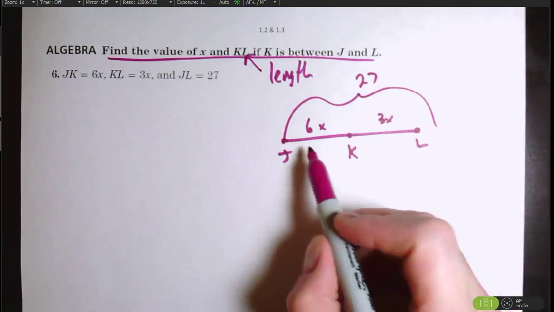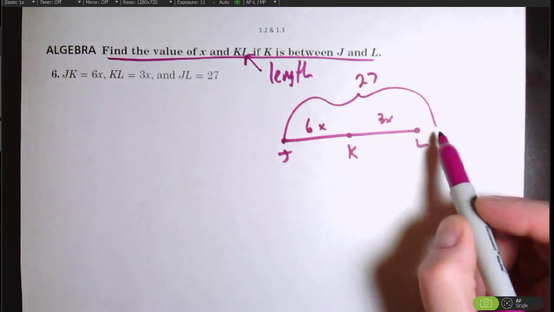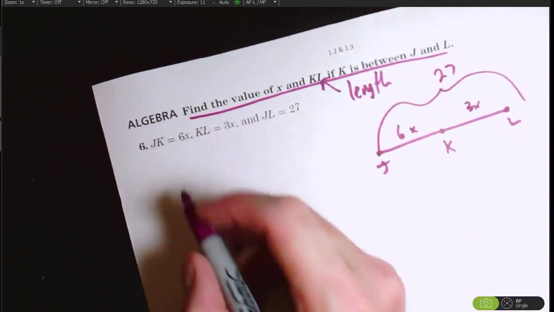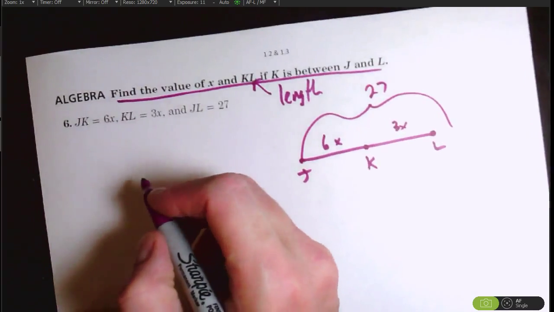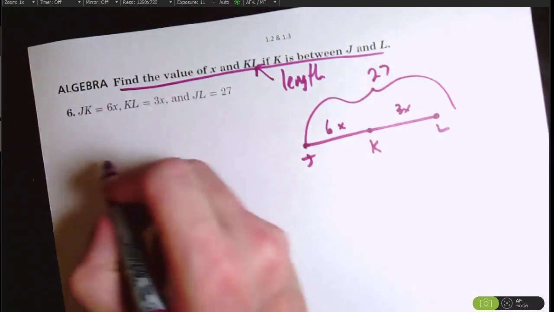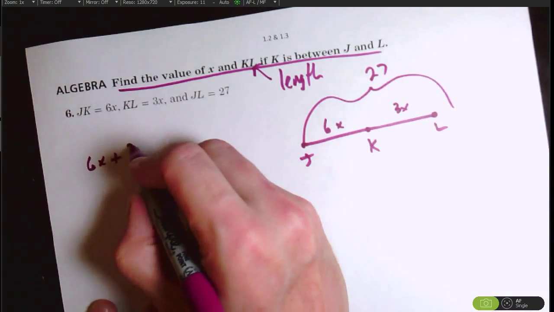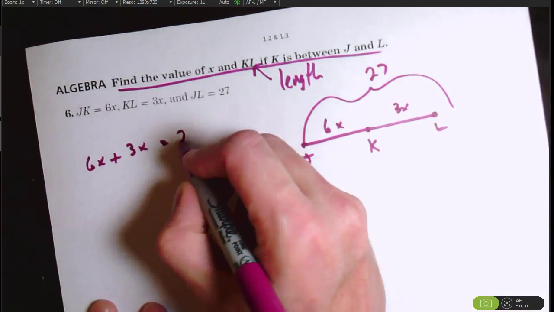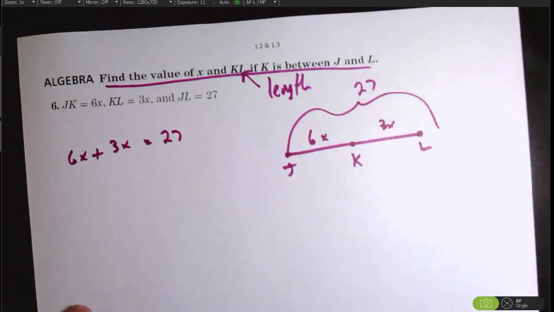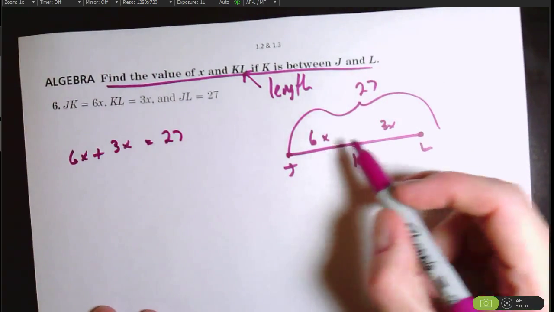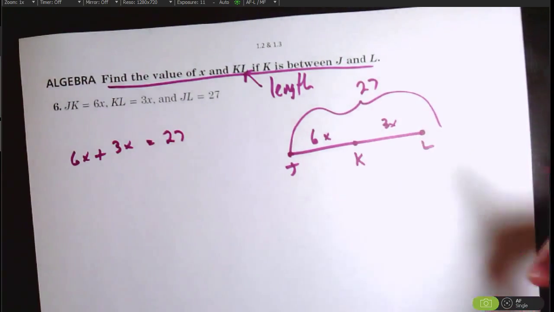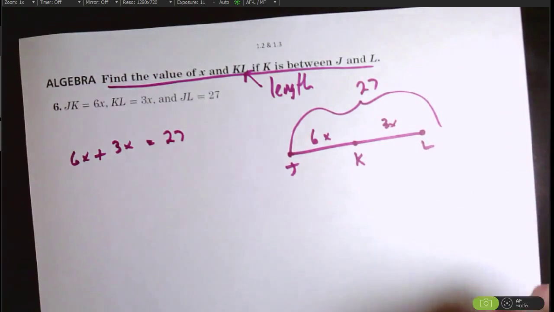These two guys together, JK and KL, have to be JL because they make up the whole segment. So JK, which is 6x, plus KL, which is 3x, has to equal 27. Now I know one thing you're looking at is you're going like, hey, you're saying these guys are the same length. This is 6x, this is 3x. In this case here, we don't care about accuracy. We just care about the general shape to give us some idea of what to do.